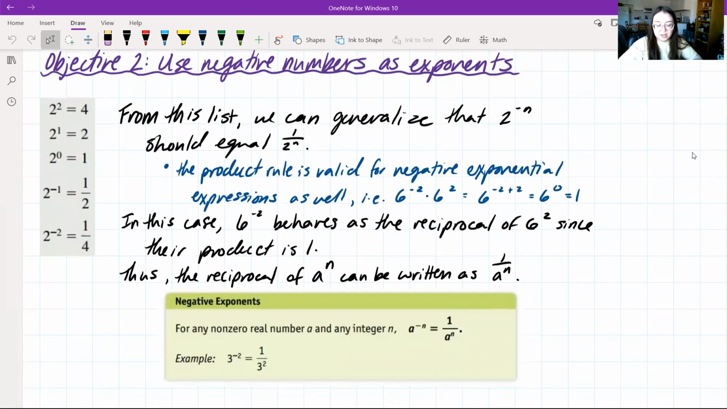Now objective 2. We want to use negative numbers as exponents. So we only worked with positive numbers for our product rule and our power rules A through C. So now we want to introduce negative numbers as exponents.